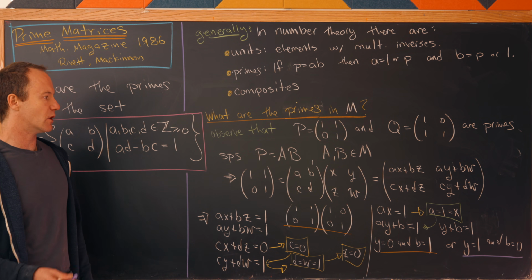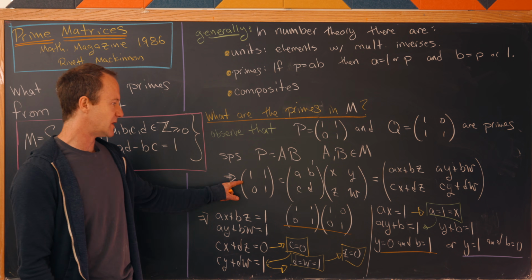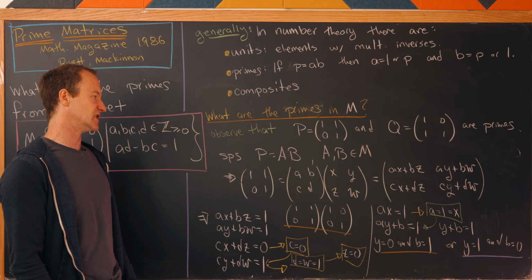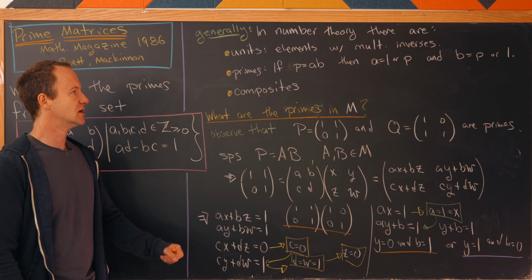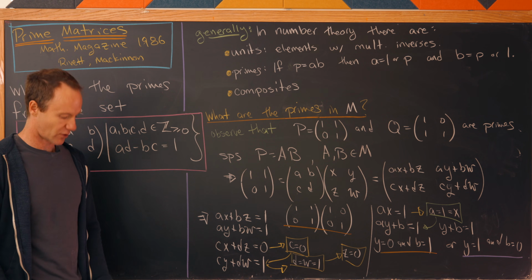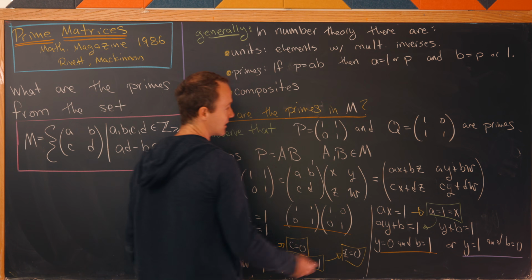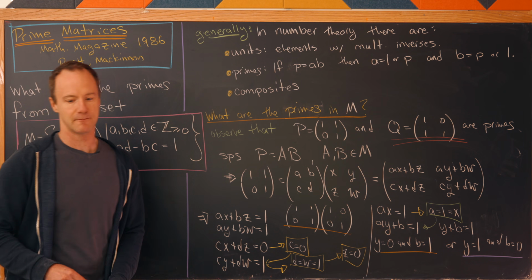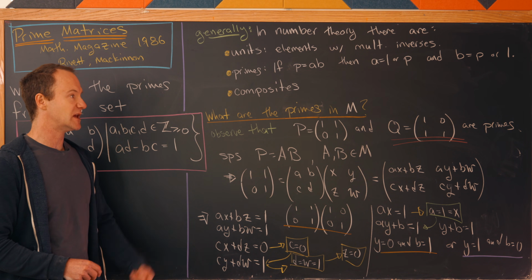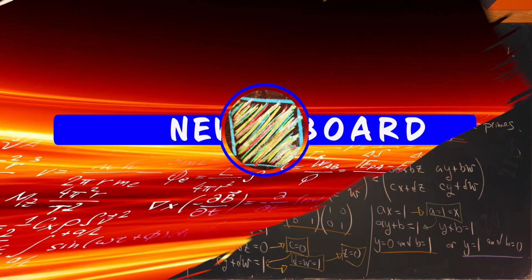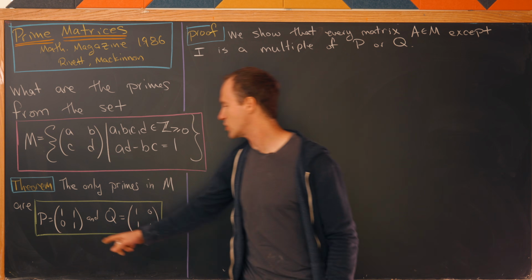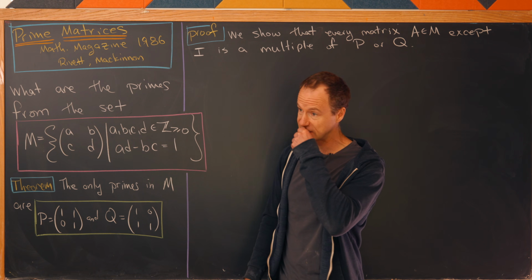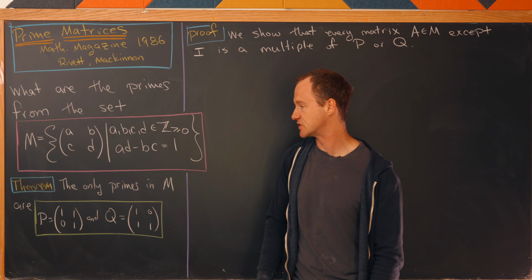Okay, so anyway, let's review what we've just done. We took our matrix P and we tried to factor it, and we showed that the only possible factorization included the identity matrix. But that's exactly what it takes for this to be prime. And then through a very, very similar argument, Q will also be prime. And in fact, now we'll show that P and Q are the only primes. So on the last board, we showed that this matrix P, 1, 1, 0, 1, and this matrix Q, which was its transpose, were prime in our set of matrices M.